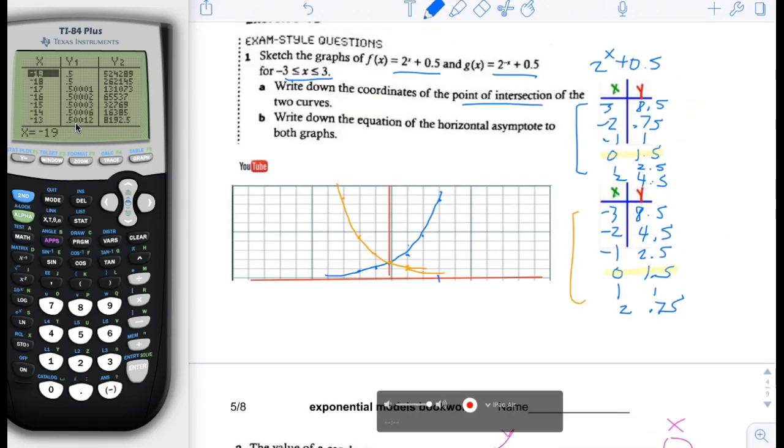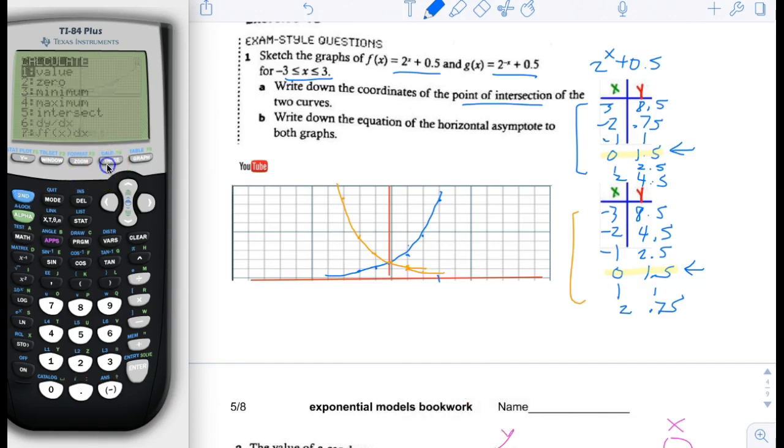Okay. For part A, it says to find the point of intersection between the two curves. And you can kind of tell that the point of intersection is 0, 1.5 because that coordinate pair appears in both lists. But it's also possible to see it using the second calc intersect function, which is a little bit more of a sure thing.